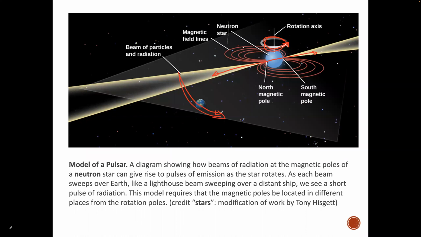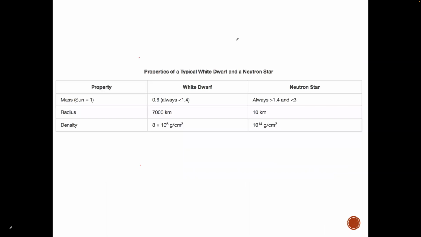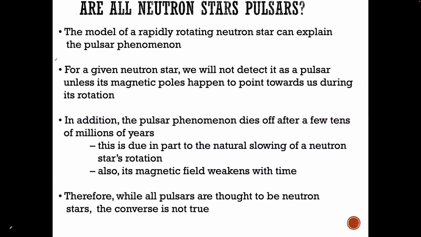You can clearly understand from here that the pulsar can be a neutron star. However, there can be neutron stars that are not pulsars, because you will detect it as a pulsar only if this magnetic axis sweeps through the Earth. See what happens if the magnetic axis is in this direction. Then you will not detect it as a pulsar, right? So that is something that you have to understand. That's what I'm discussing here. Are all neutron stars pulsars?